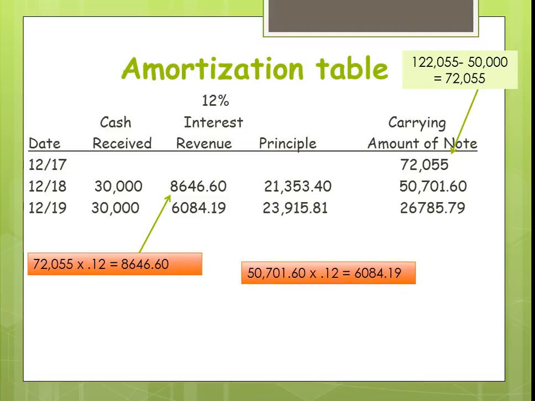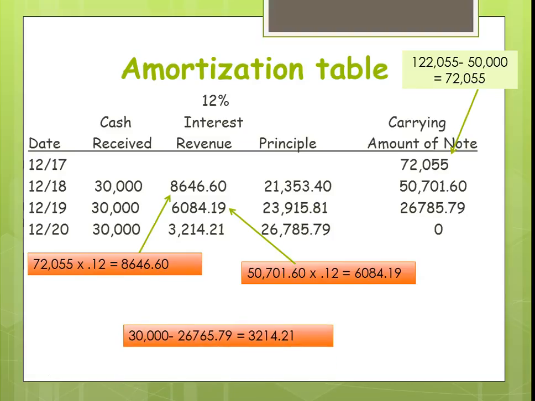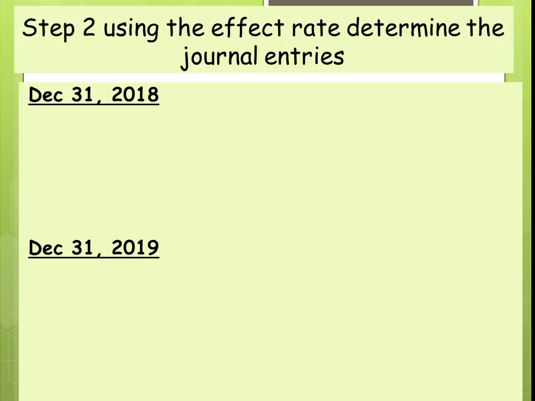The next year, we're going to do the same thing. We're going to get the $30,000, and we're going to take the balance of $50,701, and we're going to take that times 12%, and that tells us of that payment, $6,084.19 is going to go to interest, and the balance is going to go against the note. And then in the last year, it's going to be a plug, and it's going to be the $30,000 minus the carrying amount, which tells us that $3,214.21 is going to be interest revenue, and the balance is going to go against the principal. So now we can do the journal entries.